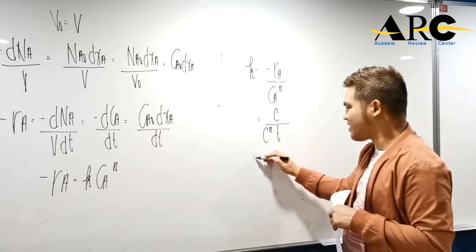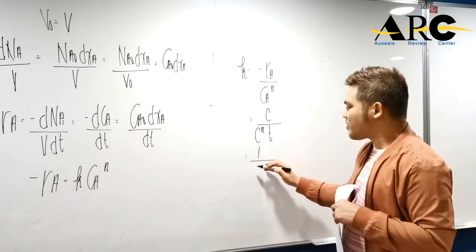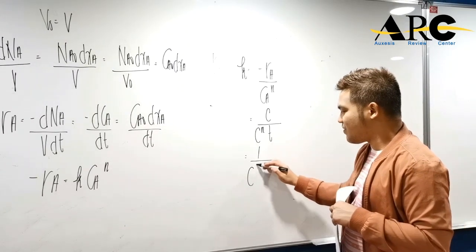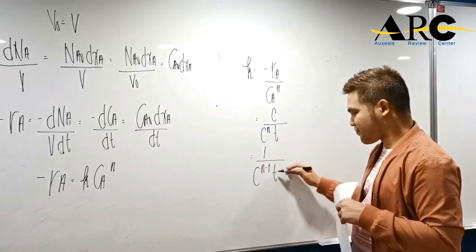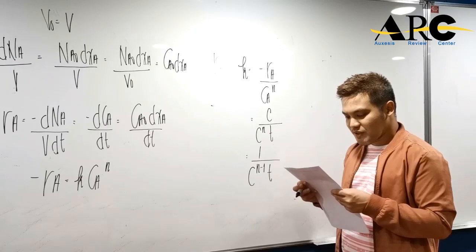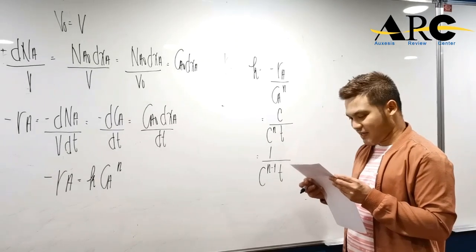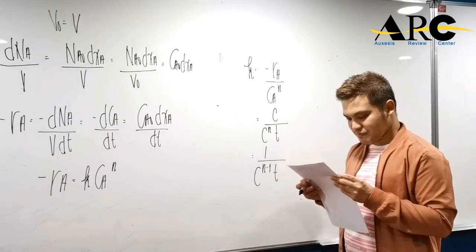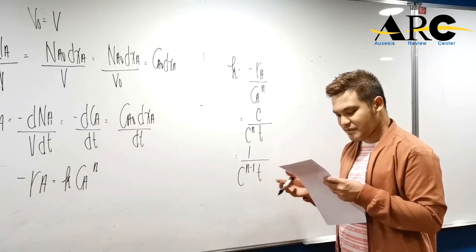So, erase natin ang n. So, ibig sabihin, for nth order, ang unit ng K natin is 1 over concentration raised to n minus 1 over time. So, anong answer dito sa number 2? So, ang answer ay letter A. So, nasundan ba? Ayan.